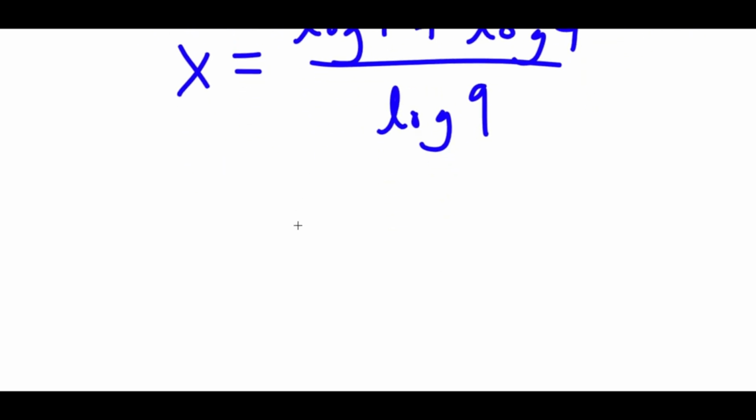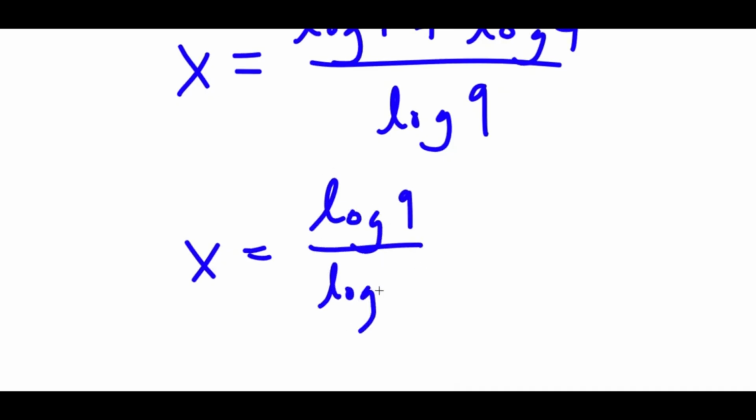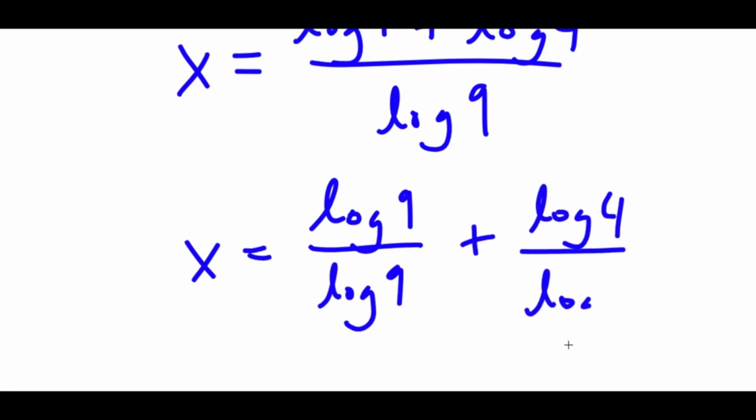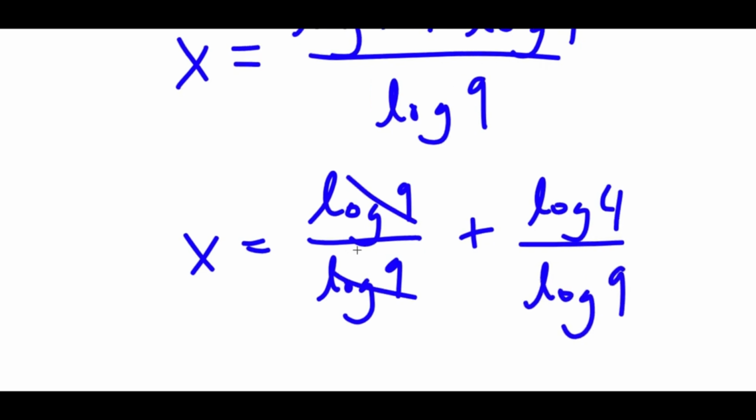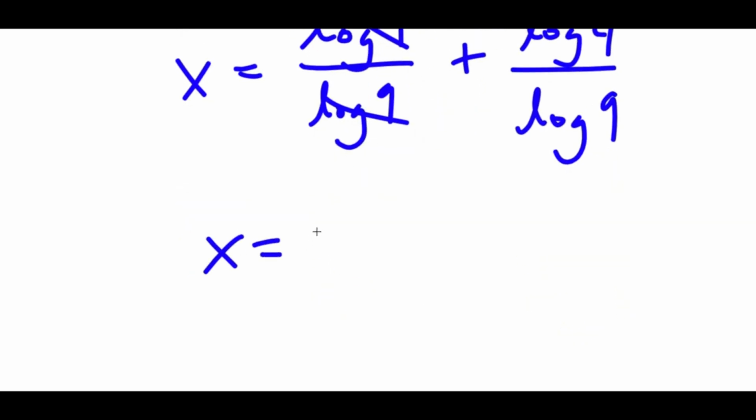Now, this is the same thing as log 9 over log 9 plus log 4 over log 9. Now, log 9 and log 9, these two cancel out, so I get x is equal to 1 plus log 4 over log 9.